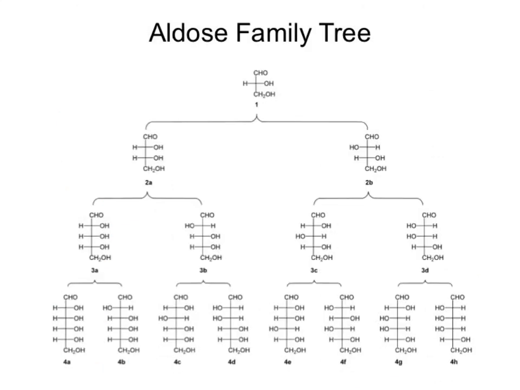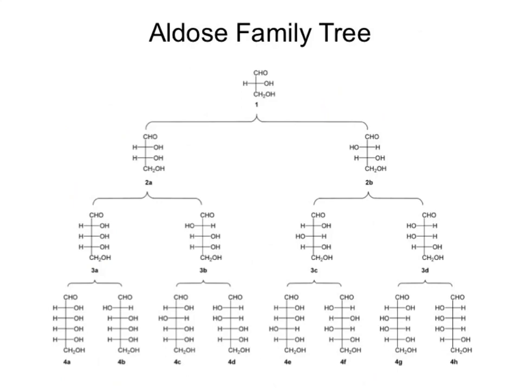We could look at the aldose family tree. So this is kind of an interesting thing. Again, another picture stolen from the internet. We start with glyceraldehyde up at the top. And which glyceraldehyde is this? Dextro, D. Yes, dextro, or our D-glyceraldehyde, because our OH is on the right-hand side.